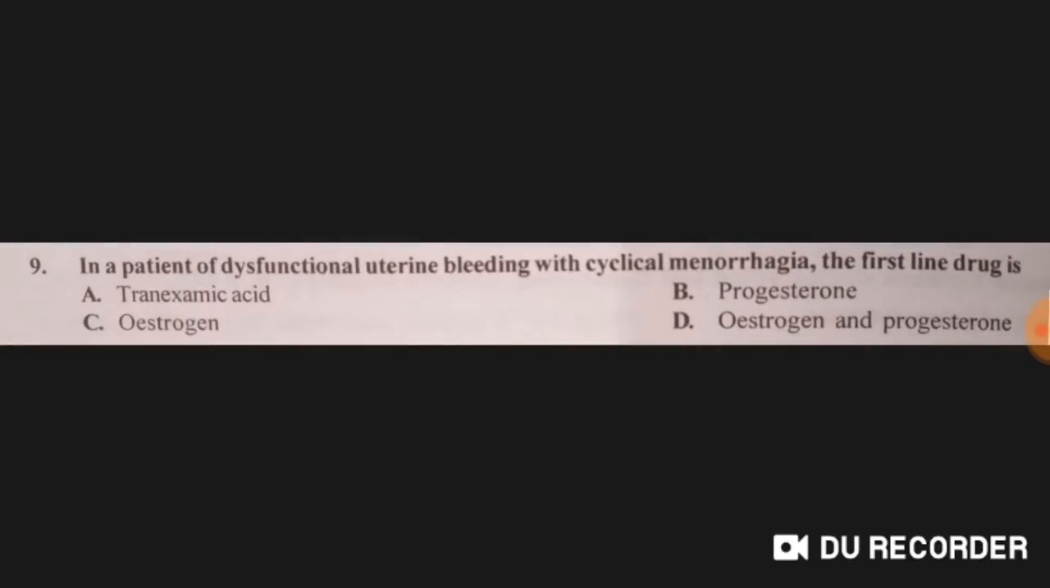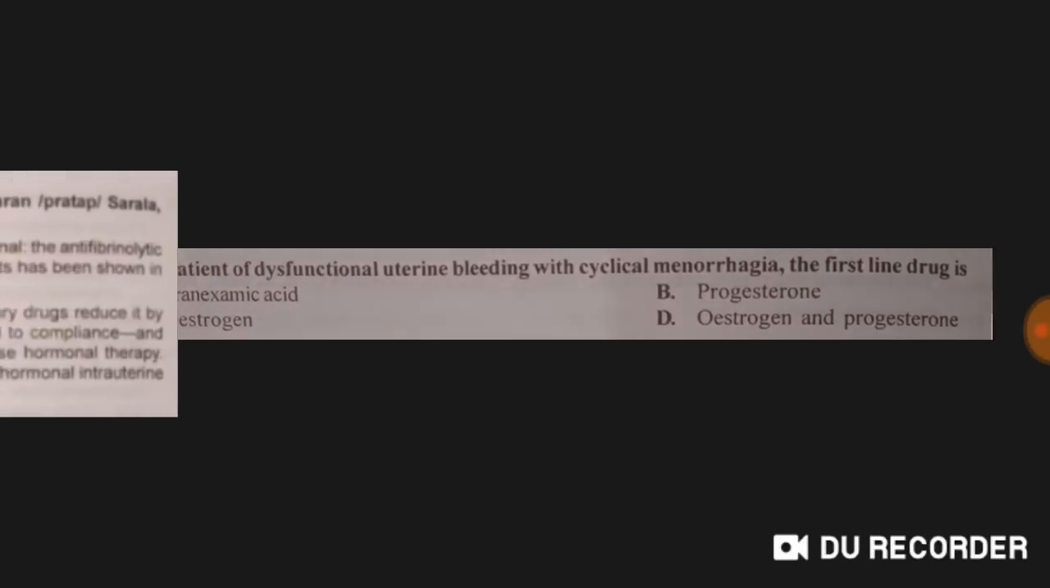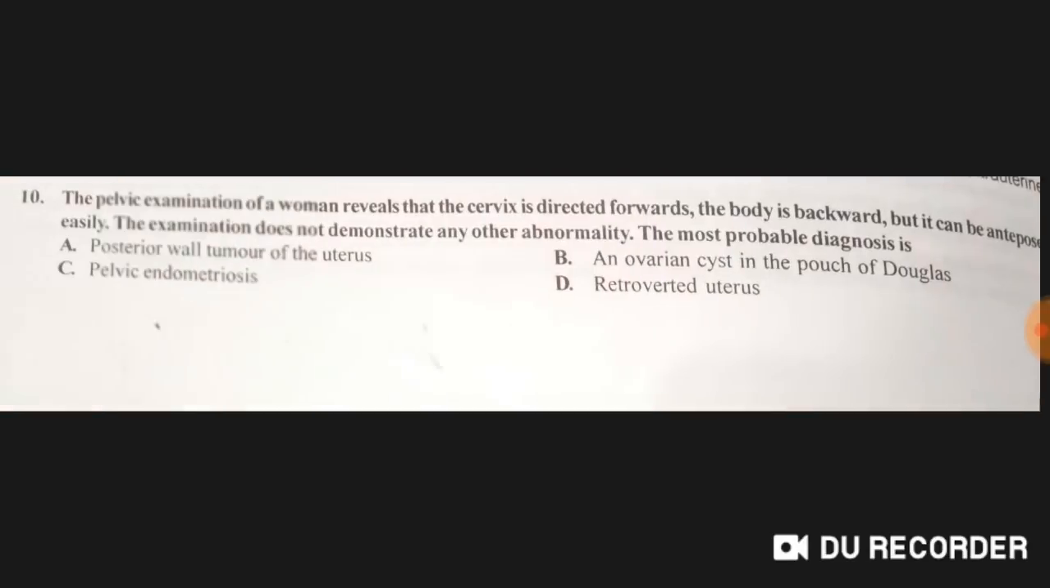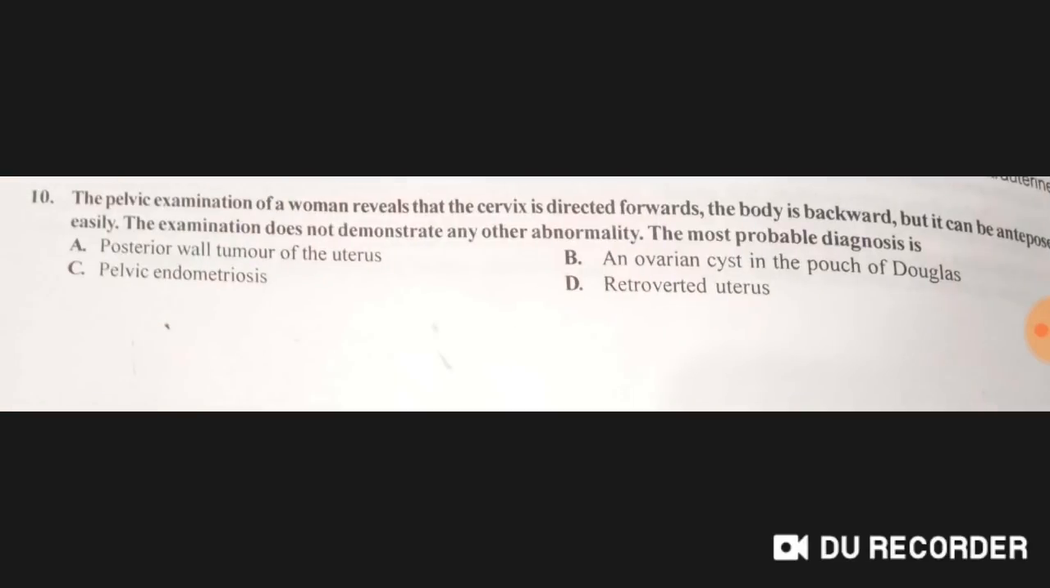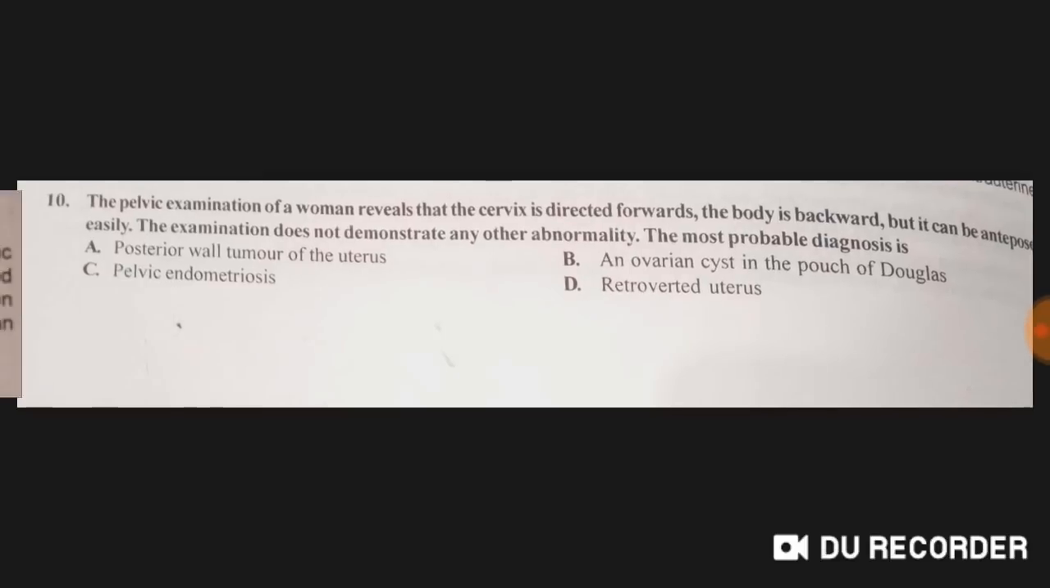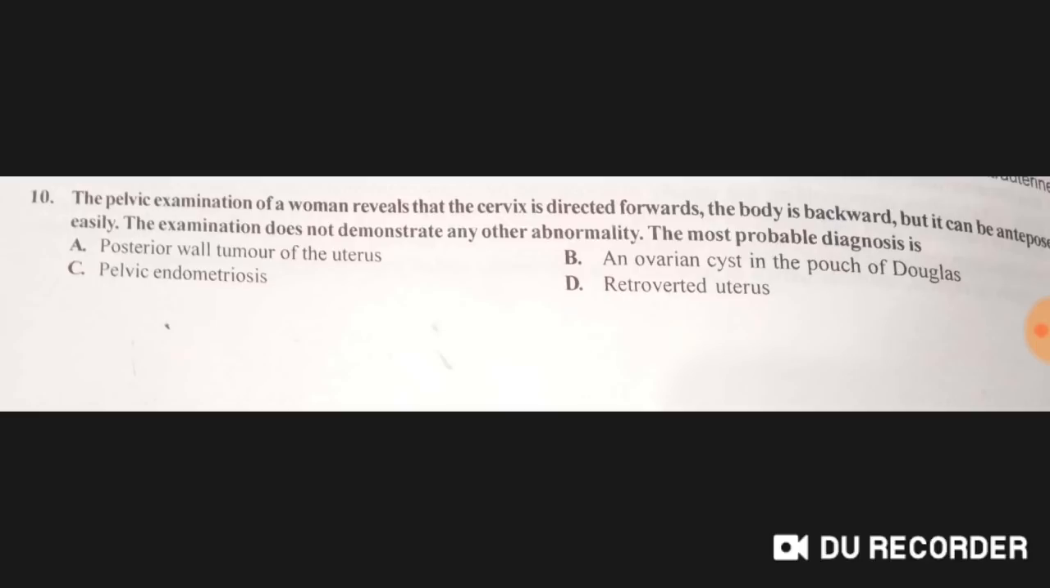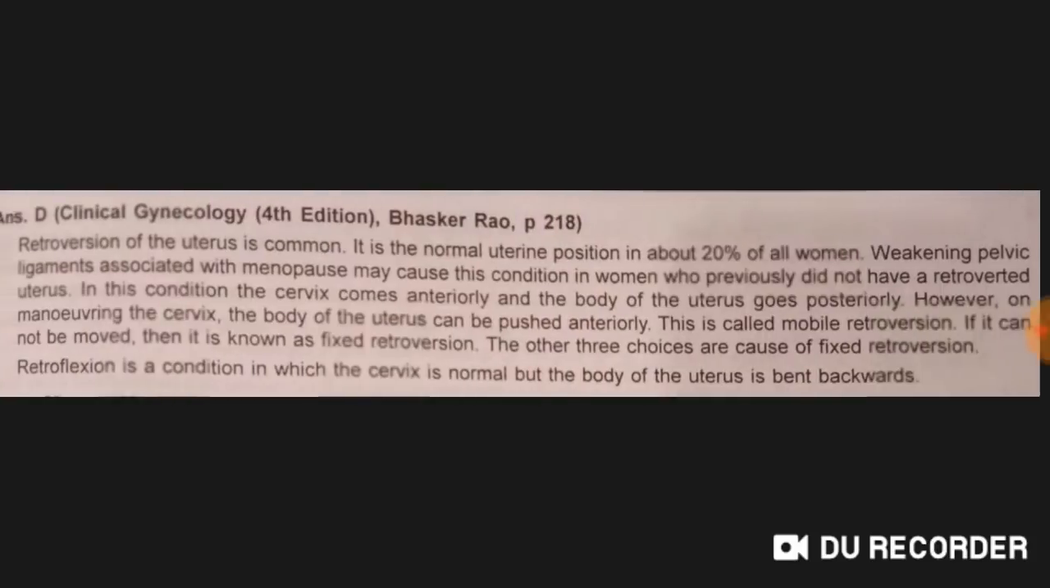In a patient of dysfunctional uterine bleeding with cyclical menorrhagia, the first line drug here is tranexamic acid. A option is right. Now, the pelvic examination of a woman reveals that the cervix is directed forwards, the body is backward, but it can be anteposed easily. The examination does not demonstrate any abnormality. The most probable diagnosis is retroverted uterus.